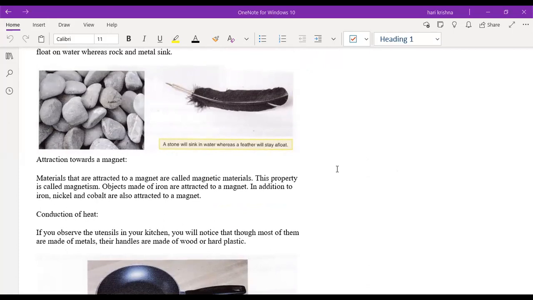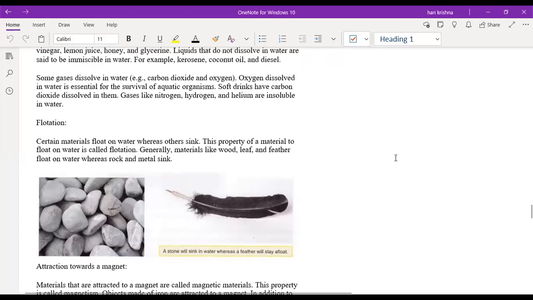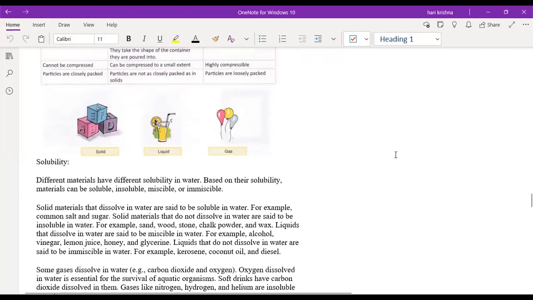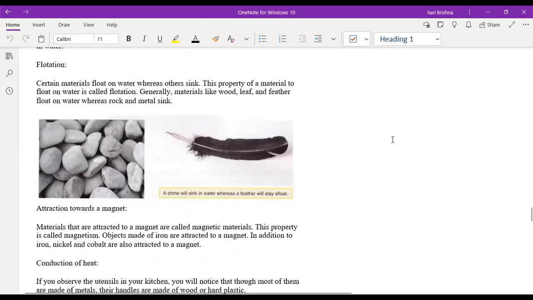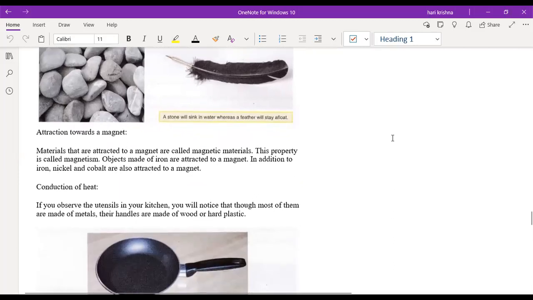So last class we started up to solids, liquids, and gases, right? We studied up to solids, liquids, and gases. But flotation and biogens were also discussed in the last classes. Then the last classification is according to the attraction towards the magnet. Okay. So what is a magnet?